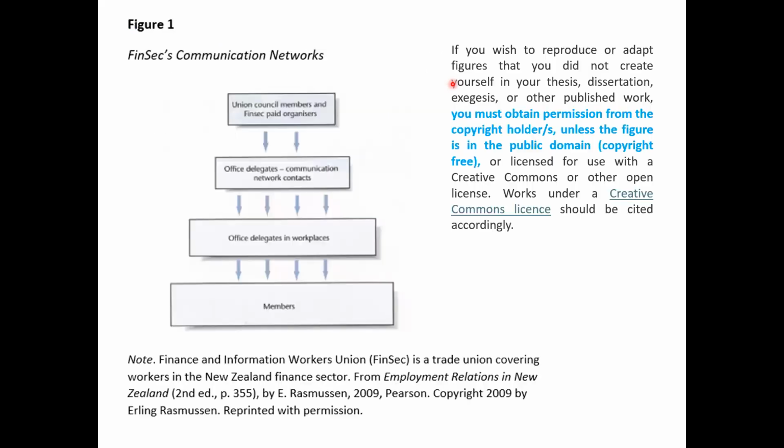But how does it look in real life? For example, here, this figure shows something. This is a finance and information workers union, and so on. But as you see, it was copyrighted by Erling Rasmussen, but it was reprinted with permission. In many lectures, if you take a look at your studies, people show you that this figure was used, or is shown, by the permission of Dr. this and that. So they give permission, and this is how they can use it.